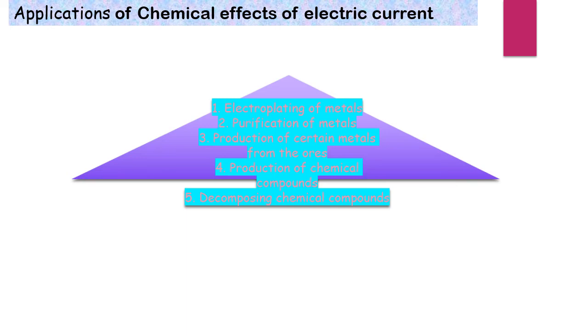So we'll move to the last slide, on the applications of chemical effects of electric current. What is the use of the chemical effects of electric current? What are the things you can do with this? First one is electroplating of metals. Second is purification of metals. Third is production of certain metals from ores. Then production of chemical compounds. Last one is decomposition of chemical compounds. All these five we have to see in detail in the next part.